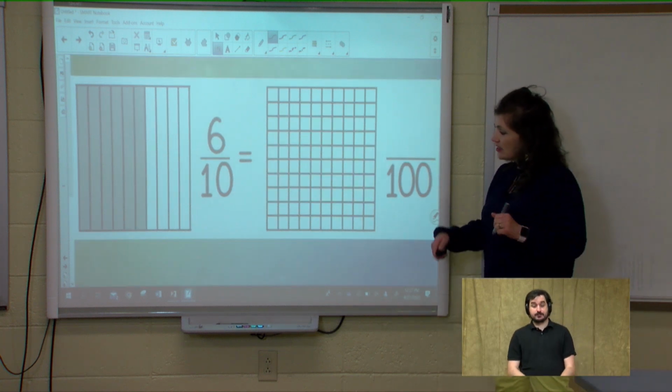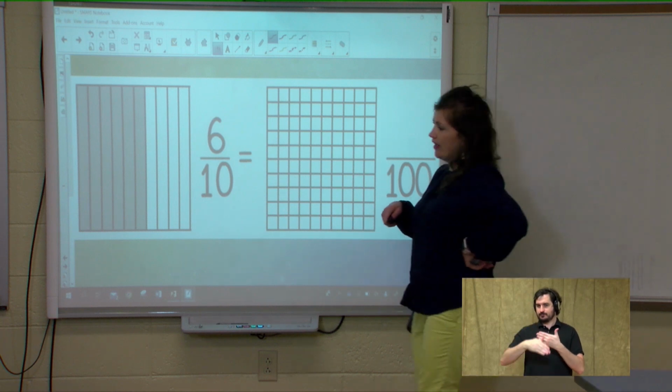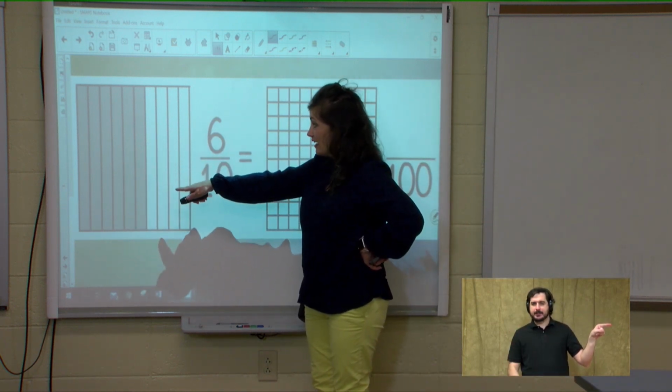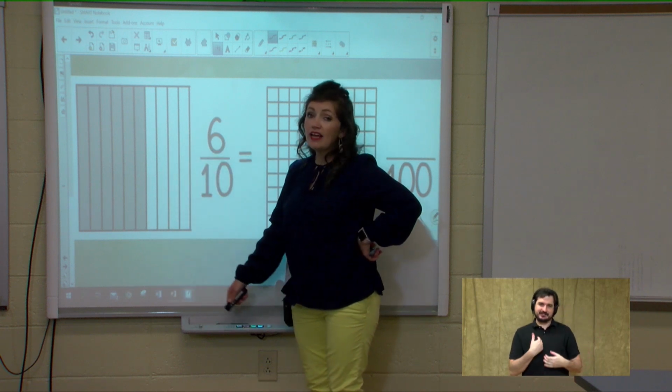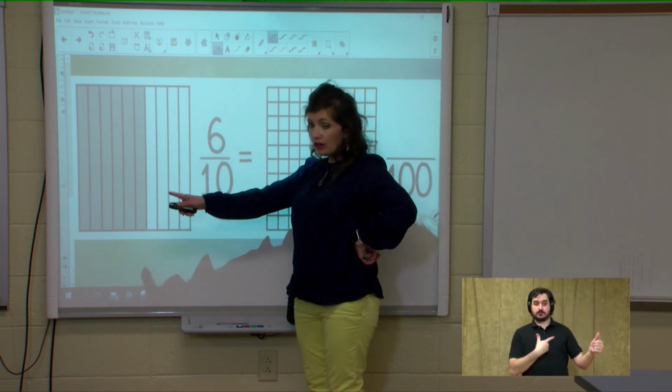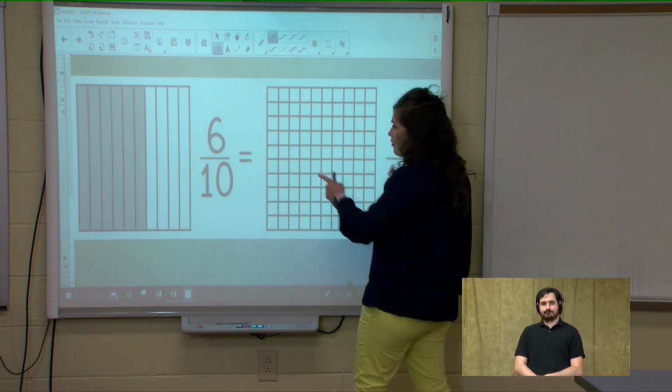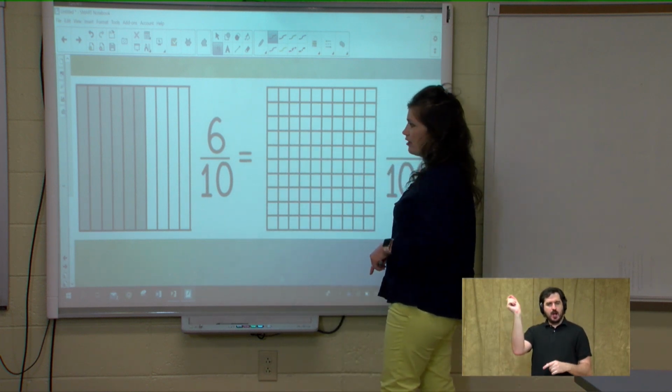All right, let's look at this one. How many tenths do we see over there? How many columns do we see shaded? 6. We have 6 tenths. Well, let's change or convert those to hundredths. All right. Well, how many columns do I need to shade over here?